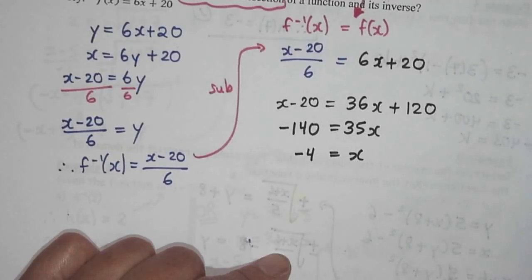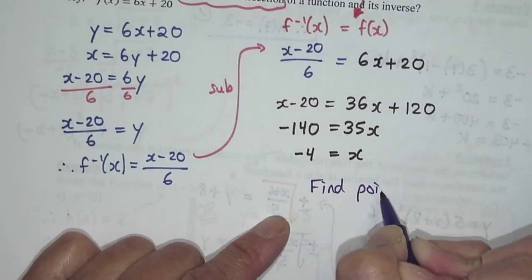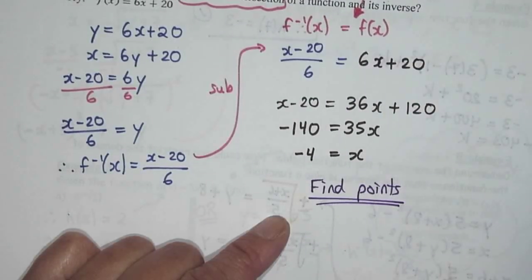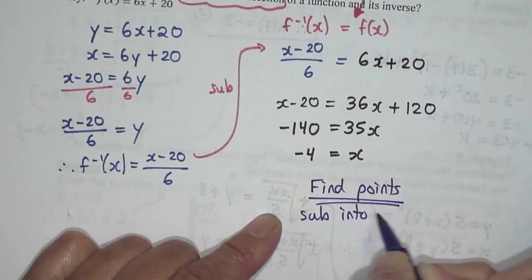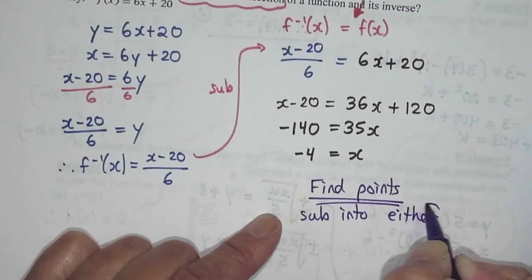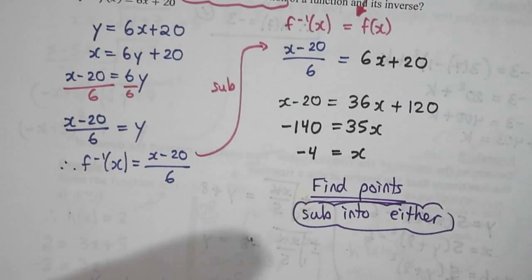Am I done? What's the question asked for? Find the points. Yeah, so don't stop there. Find the points. It's such a waste when you have all the hard part done. Point means you actually want the coordinate, right? So sub into either. You can sub into either equation, because it's an intersection point, it's going to be the same in both.